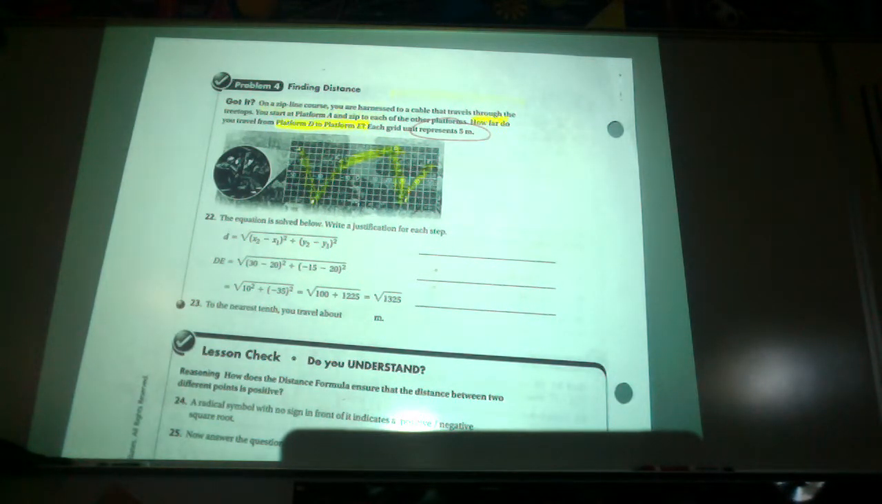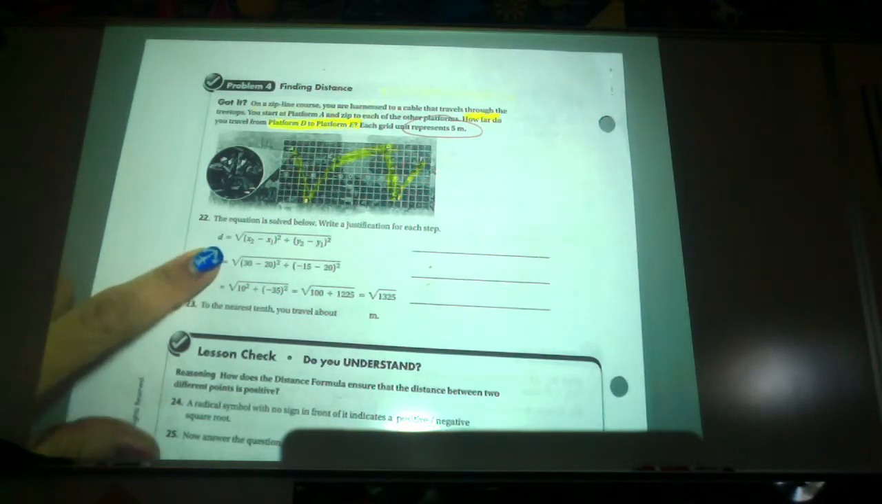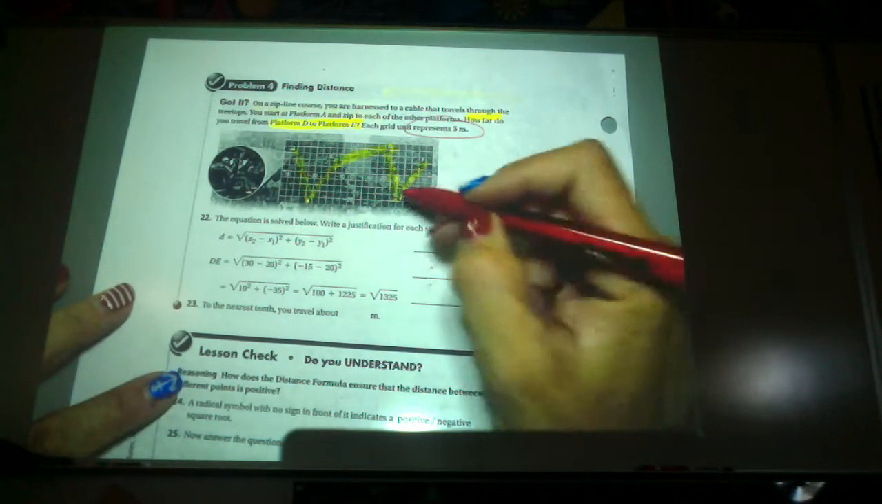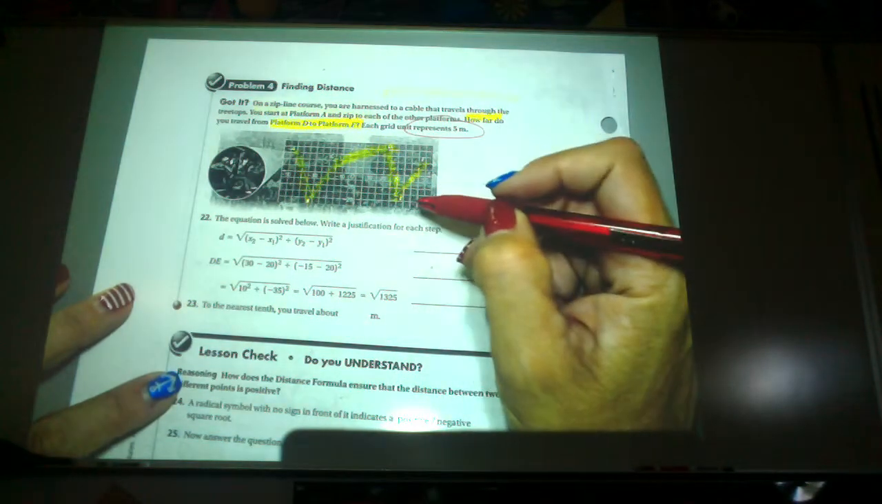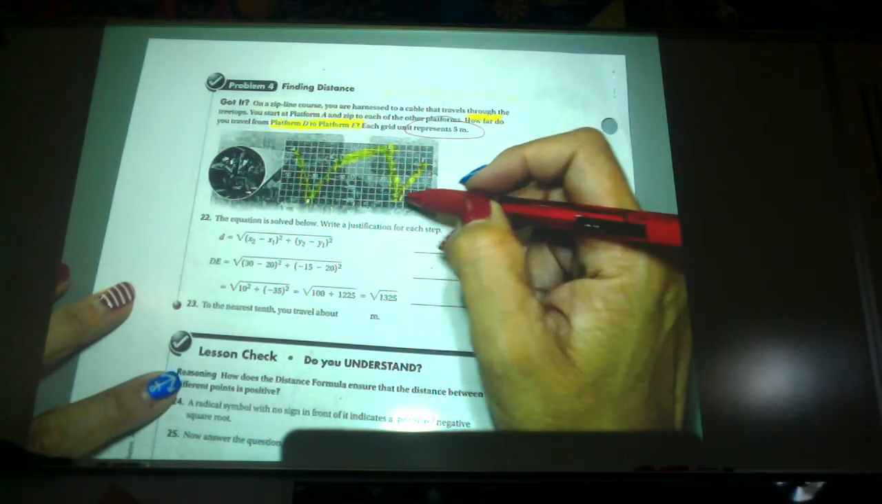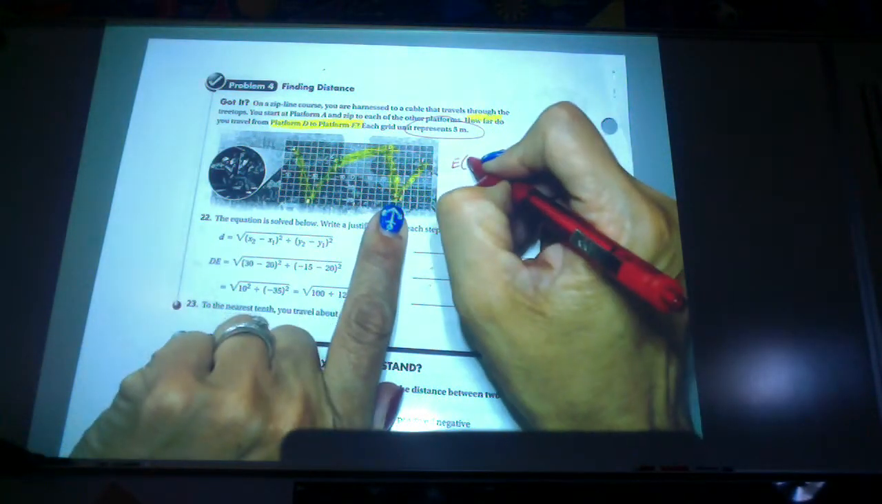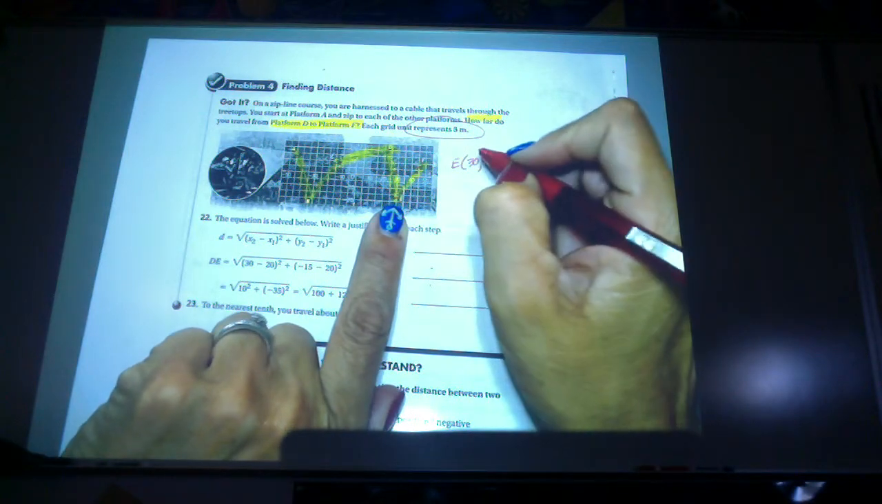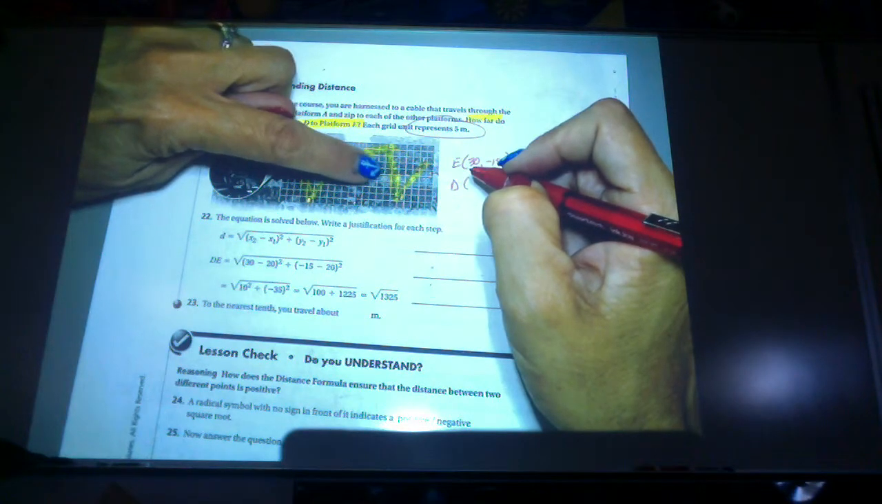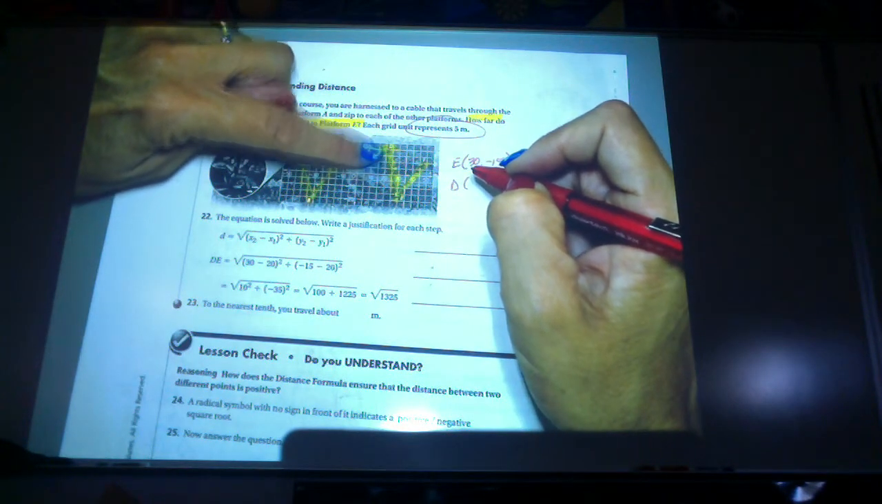There we go. So they've given you the equation. I won't give it to you. They've found the ordered pairs to these points. So E has an ordered pair of, what, 30 and negative 15? And then D has an ordered pair of, it looks like 20, is it 20? Oh yeah, because it's right there. So it's 20 and 20, right? 20, 20.